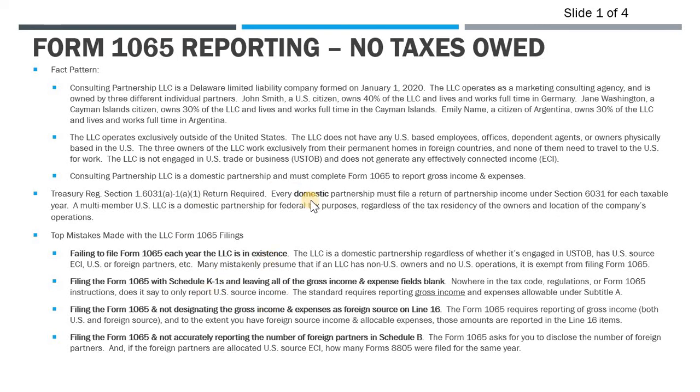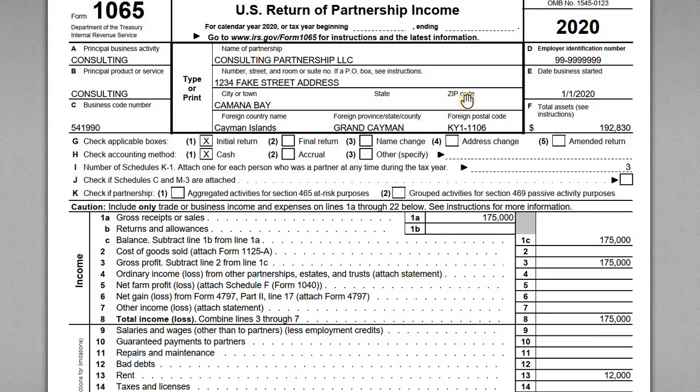And then in this video, we're going to cover how to actually complete the 1065 if your LLC qualifies for this no U.S. tax treatment. So I've got 4 slides in front of us outlining the fact pattern again and the rules here, and then a sample 1065 where you have a U.S. LLC filing a 1065, but the entity is not engaged in trade or business in the U.S. and has no U.S. source ECI.